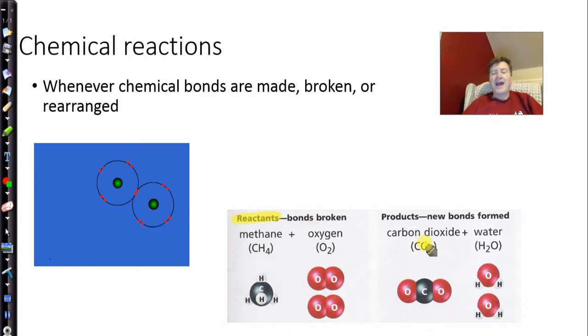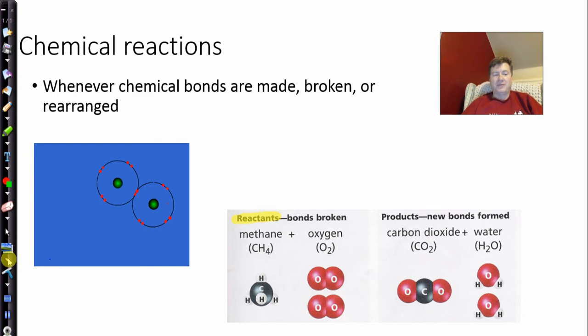When these react, it's going to form carbon dioxide and water. If you count 1, 2, 3, 4, there's 4 oxygens on the product side. 1, 2, 3, 4. There's 4 oxygens on the reactant side. There's 1 carbon here. There's 1 carbon there. There's 4 hydrogens here. There's 4 hydrogens there. So this is a chemical reaction because the bonds are broken and then rearranged.